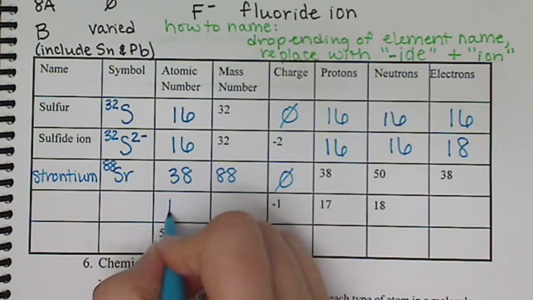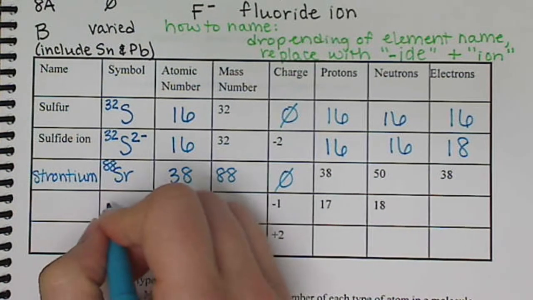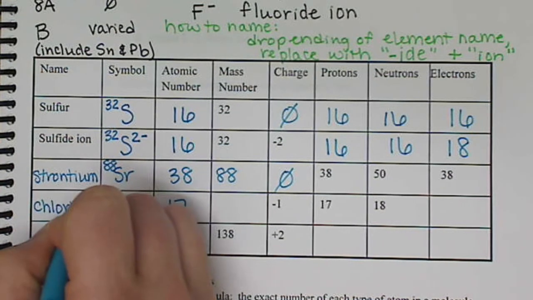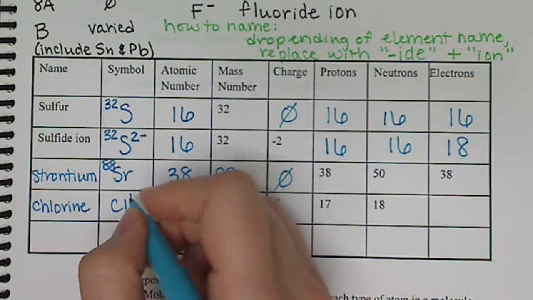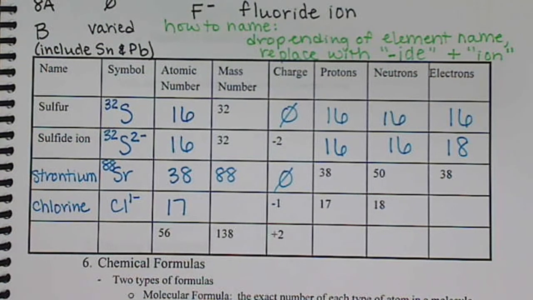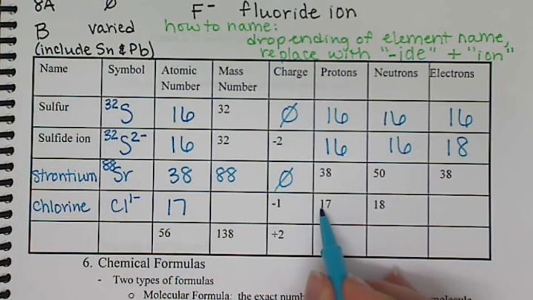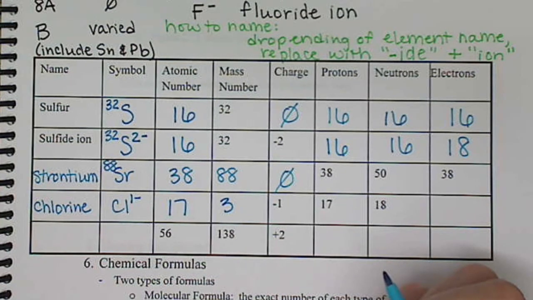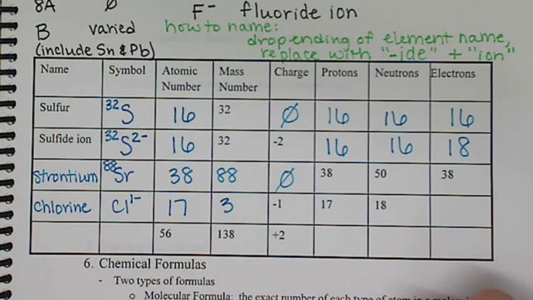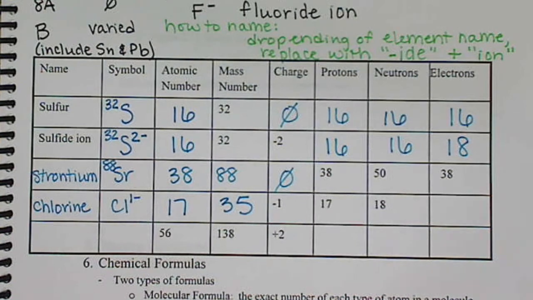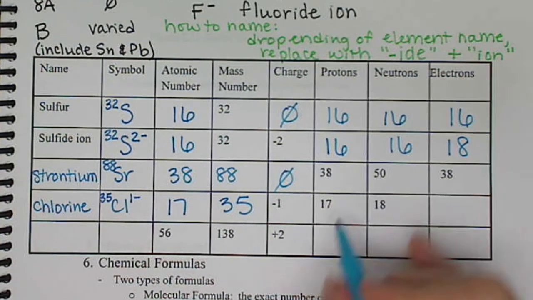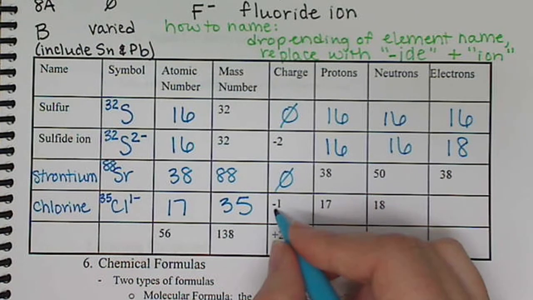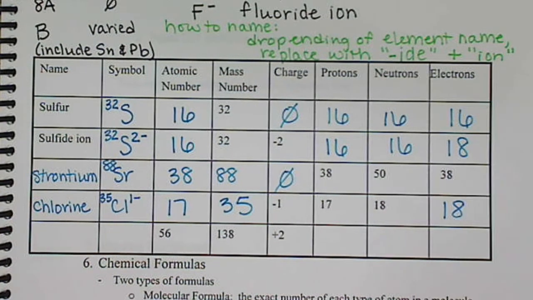Next one down here, we have atomic number of 17, which is chlorine. The -1 charge, so 1 minus. You can also leave off the 1, that's just fine. We will have a mass number of 38. Is that right? 17 plus 18. My mind just went completely blank. 7 plus 8 is 15, so 35. There we go. So we have chlorine-35 there. 17 protons, we have a -1 charge, so we have an additional electron, so we have 18 electrons.